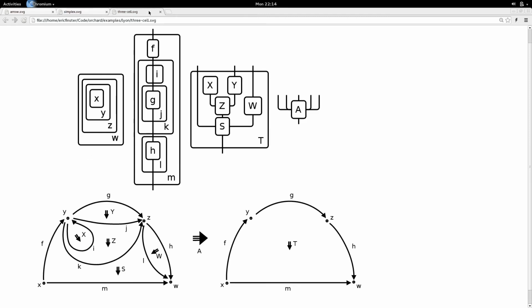And finally, for a more complicated example, let's look at this one. Here we have a 3-dimensional opetope, and when you look at the diagram down here, you can see it's a sort of pasting diagram of 2-dimensional cells here on the left, and a single 2-dimensional cell here, which will serve as the output on the right. And this 3-cell in the middle is interpolating between those spaces.